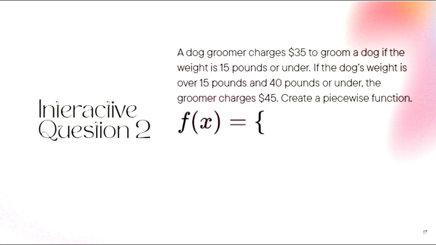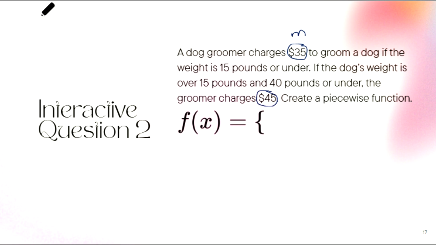Okay, this is an interactive question that's in the lesson. It says a dog groomer charges $35 to groom a dog if the weight is 15 pounds or under. So this right here is going to be m for our first section. If the dog's weight is over 15 pounds and 40 pounds or under, the groomer charges $45. So that's our second m. Create a piecewise function. So the first thing we need to do is define the domain for each of these.